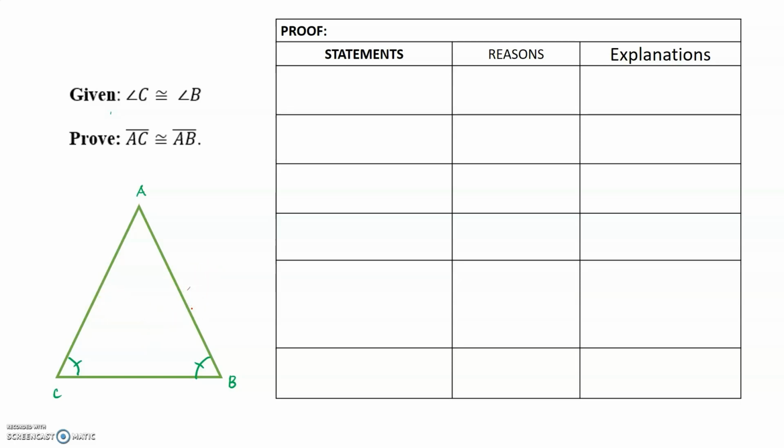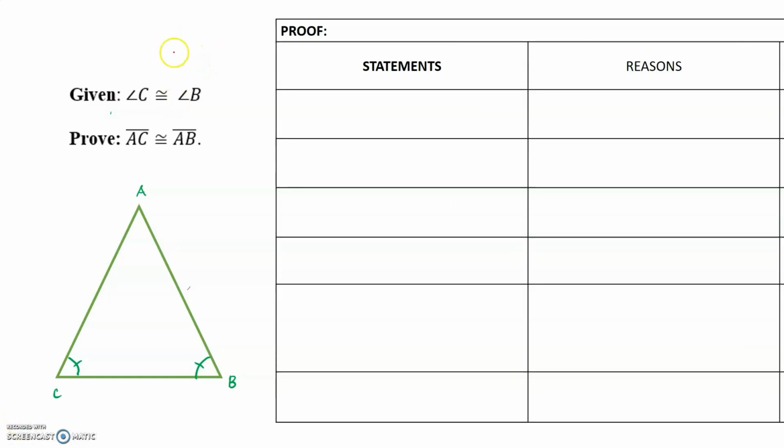So here, first, let's start with our given. We have angle C is congruent to angle B. So let's have that one. Angle C is congruent to angle B. And our reason for that is given.